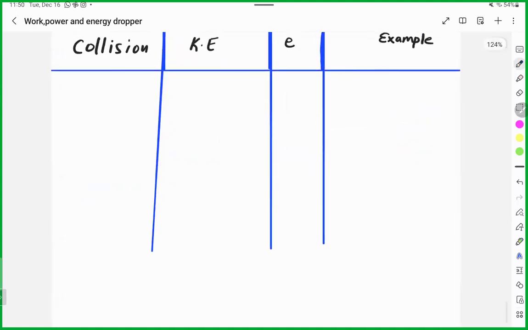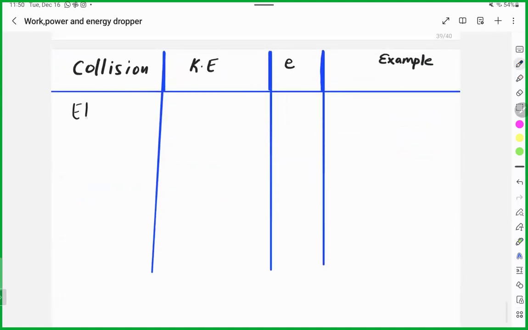So we have different types of collision here. First was elastic collision. In case of elastic collision, kinetic energy remains conserved, because linear momentum is always conserved. E value is equal to 1. And this happens between atomic particles, correct? Electron, proton, neutron, because only their elastic collision is possible.